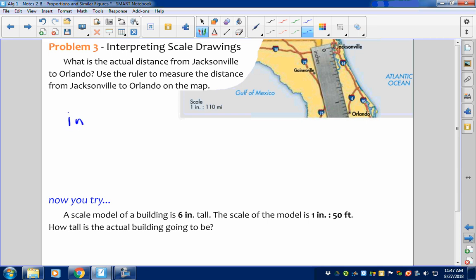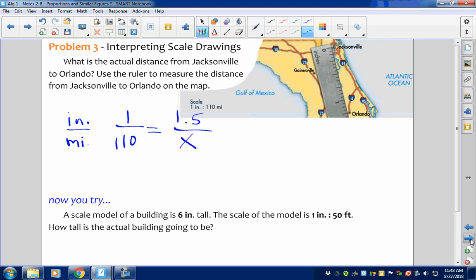We've got inches over miles. I'm just going to write that there, and I've got 1 over 110 equals... I'm looking at my map over here. I've measured the straight line distance from Jacksonville to Orlando. It looks like it's 1.5 inches, so I'm going to place 1.5 on the top over x.